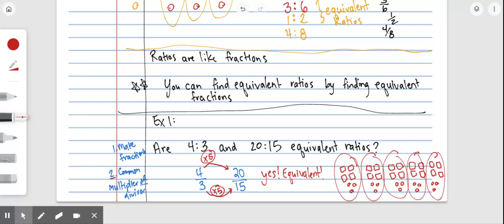And altogether, I've got 20 squares and 15 circles. Or in one group, I have 4 squares and 3 circles. Okay, so we can do it by checking with multiplication. Let's try another one. I'm going to start a new page.